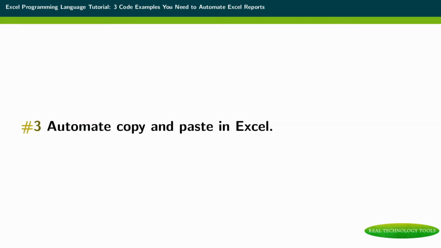Third example, automate copy and paste in Excel. In order to automate Excel reports, you're going to want to copy and paste cells from one sheet to another, or from one sheet to another file. Now, when it comes to automating that part, it's a bit different from doing it by hand, just because you don't have to specify the cell to copy. You just select the entire sheet, and then you select the cell you want to paste. So let me show you what it looks like.